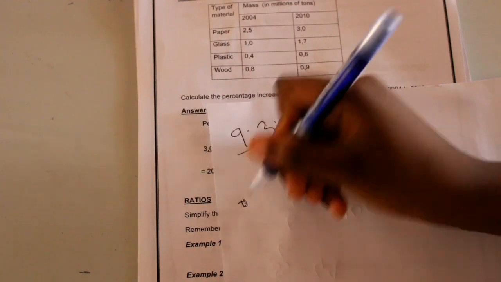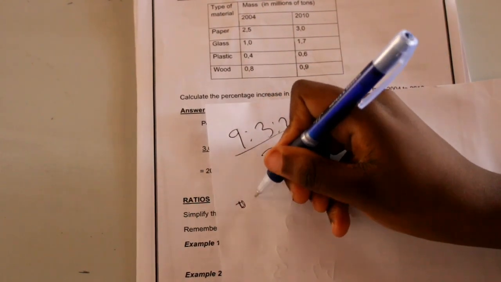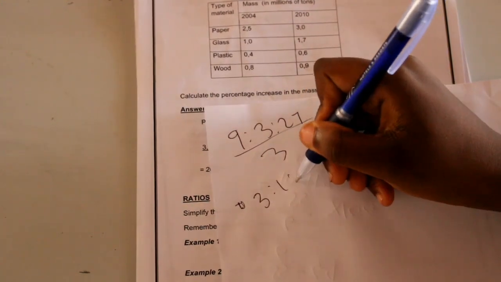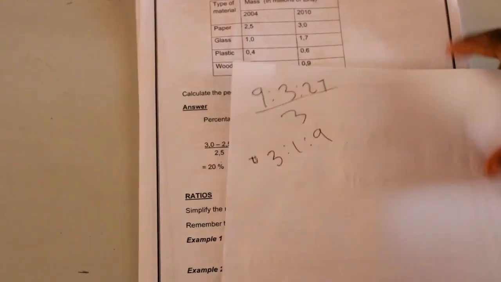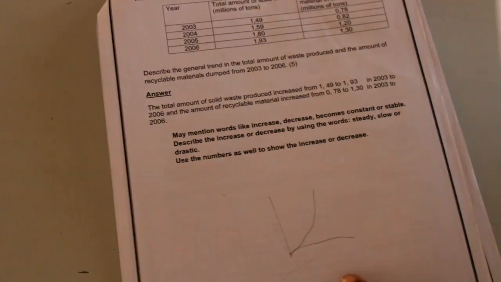9 divided by 3 gives me 3. 3 divided by 3 gives me 1. 27 divided by 3 gives me 9. And like that, we have the ratio. Simple. And then the next skill is to determine the trend.